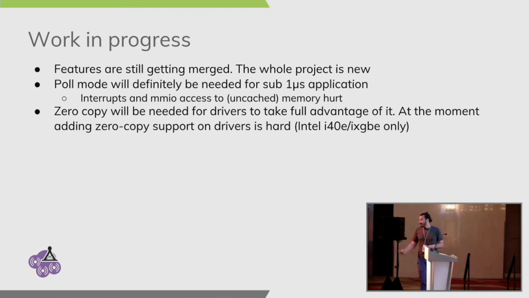For the XDP work we did, for the TSN work we did and the measurements, we figured out that if you need really low latency, you're going to have to do poll mode, and you're probably going to have to run with interrupts disabled, and you're probably going to have to try and avoid any MMIO access or any uncached memory accesses, because there are some graphs following up that show the latency, and you'll figure out that all this stuff is hurting latency really, really badly.